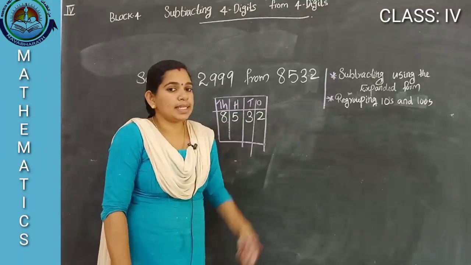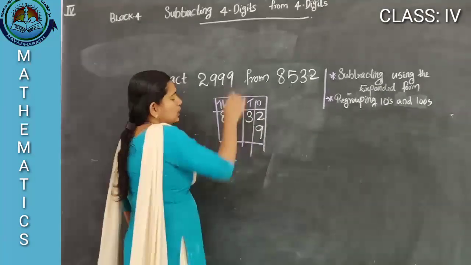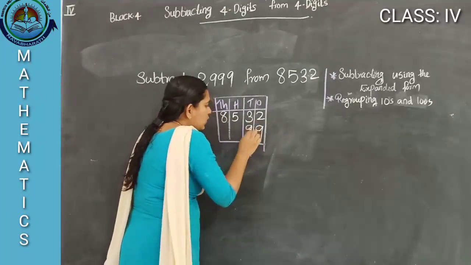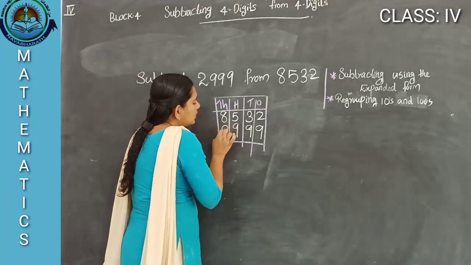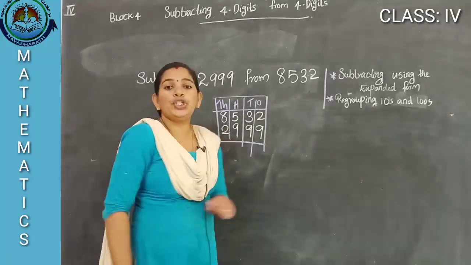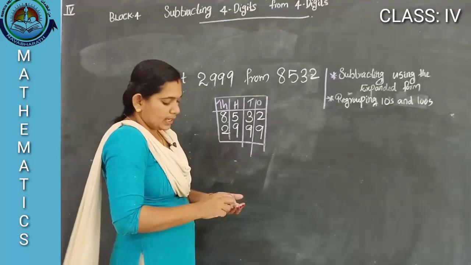Then the second number. Ones place is 9. Tens place also 9. Hundreds place also 9. And thousands place is 2. Then we will check how to subtract the numbers.